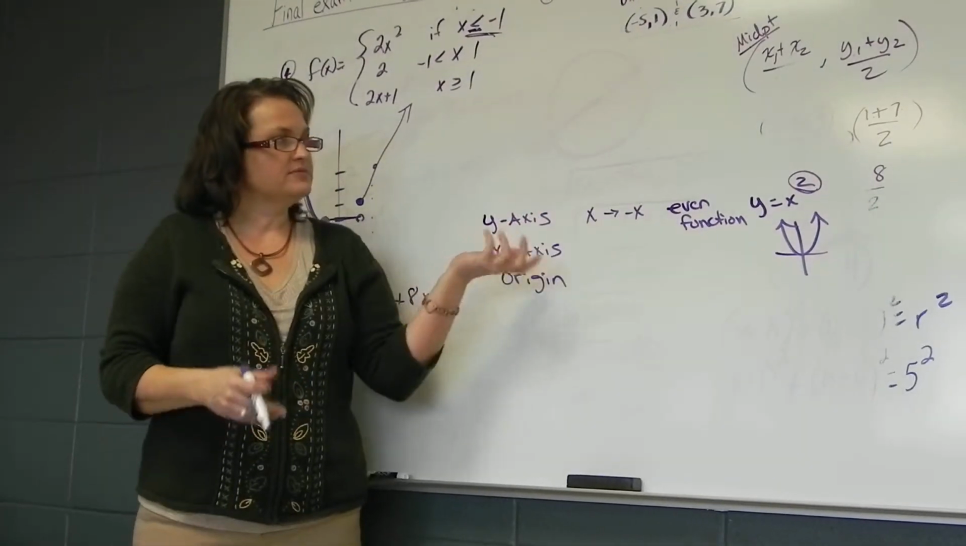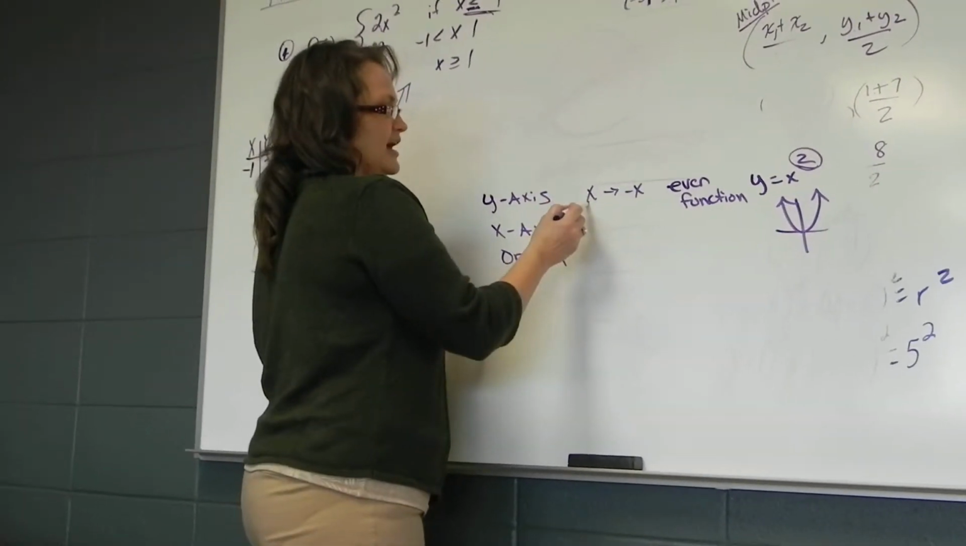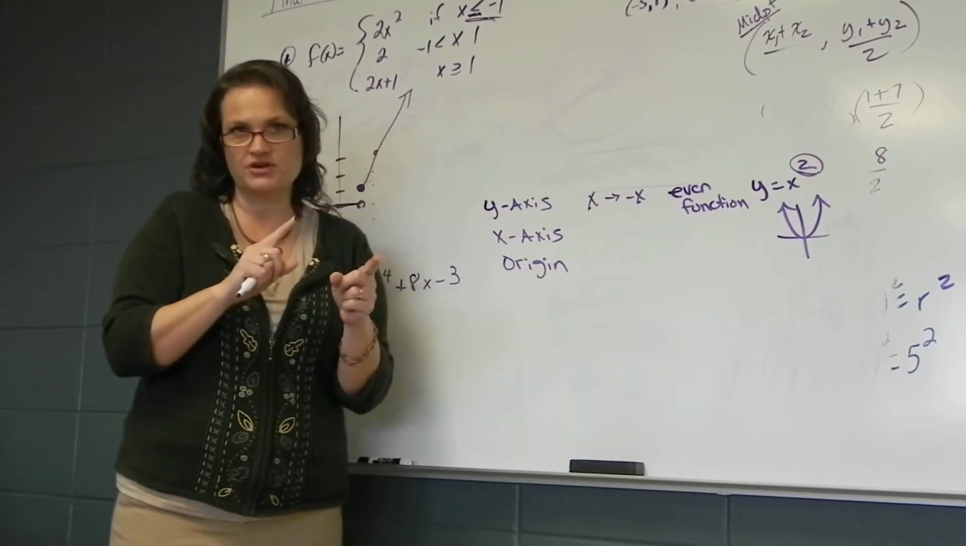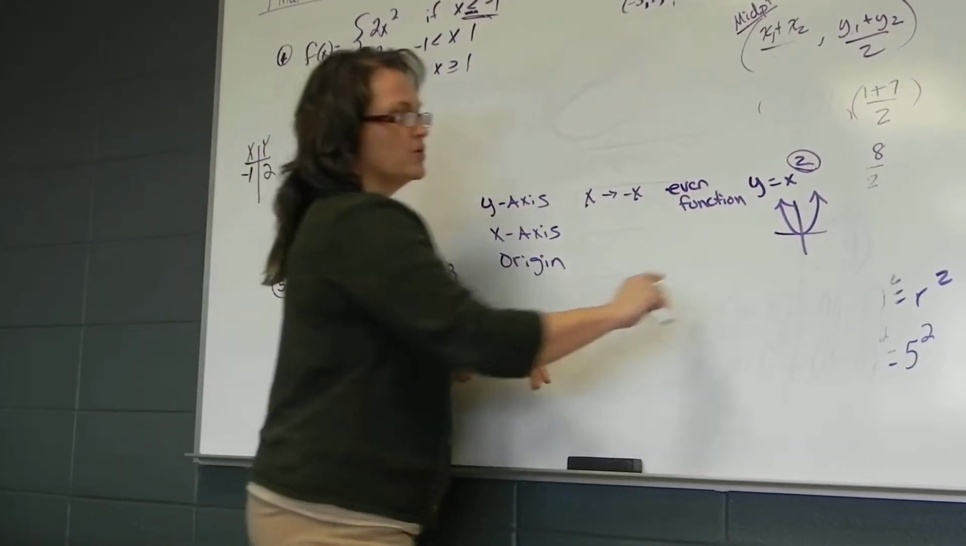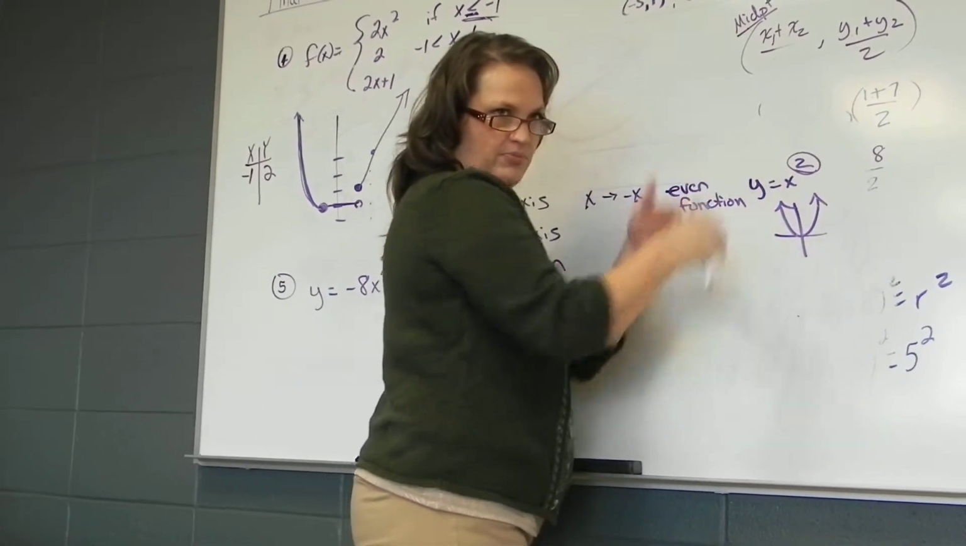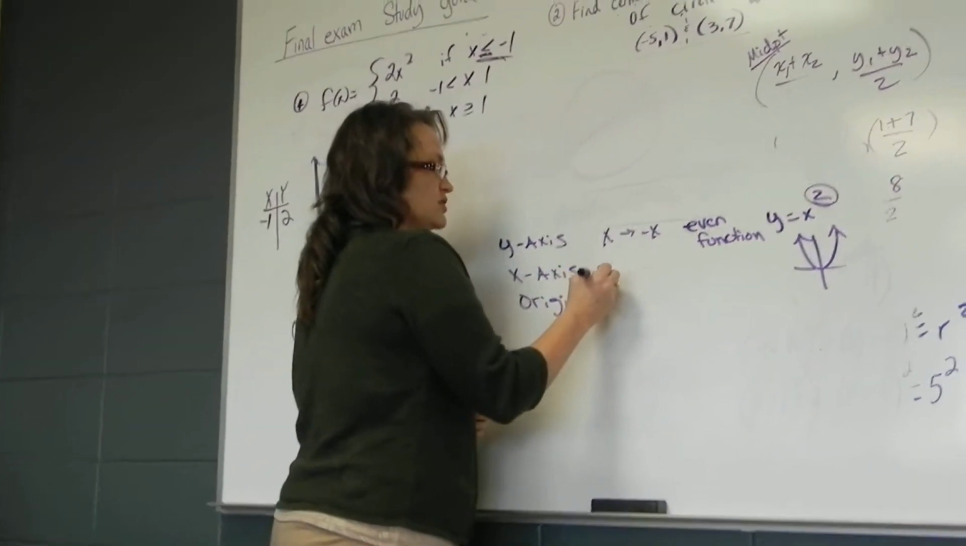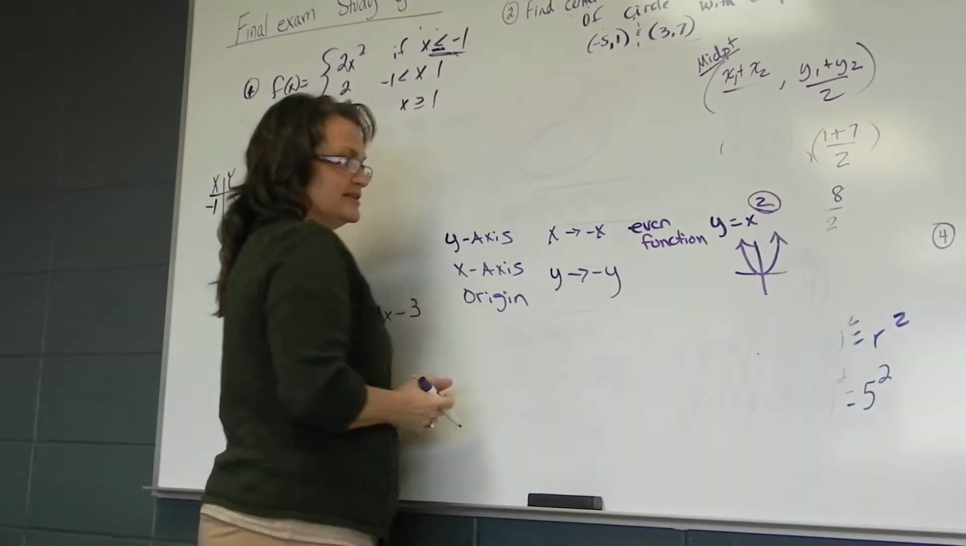So if they're all even exponents, or maybe absolute value signs, or something that would make the x or negative x not make a difference, you get the same output for y. Whether you're over on this side of the x or this side of the x, you get the same output for y. So that's y-axis symmetry. For the x-axis, you can change y to negative y and it doesn't matter.